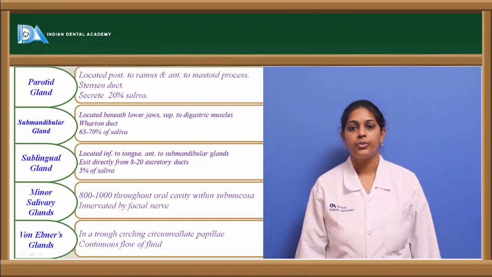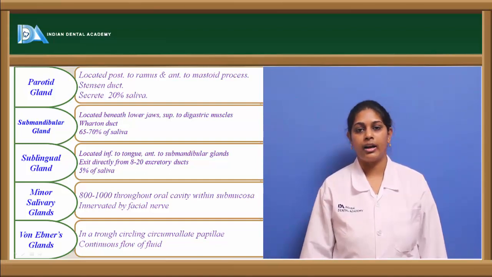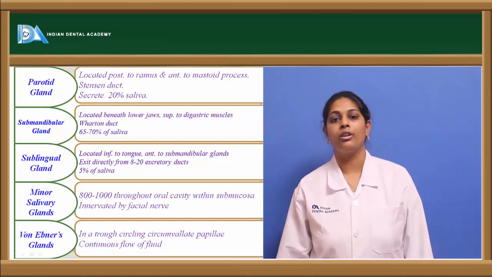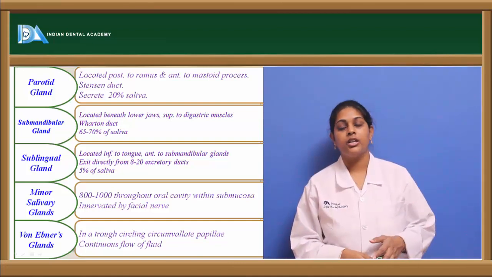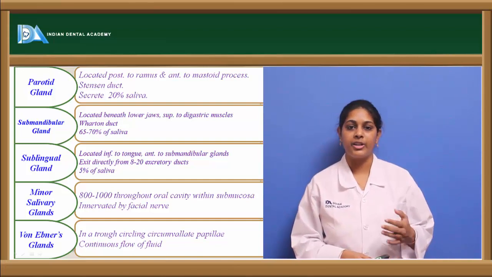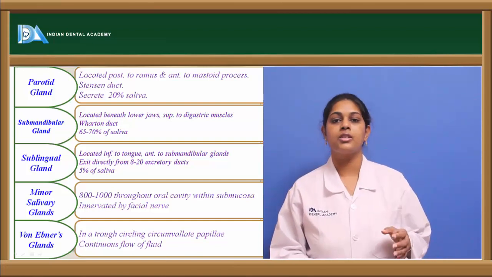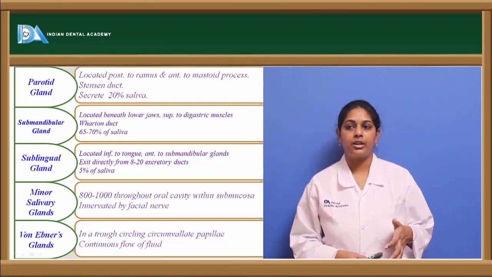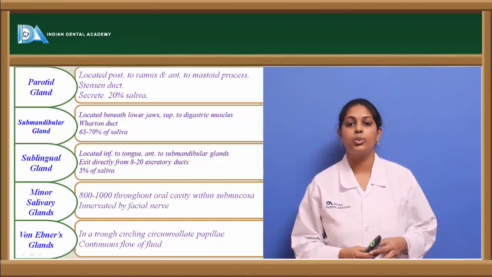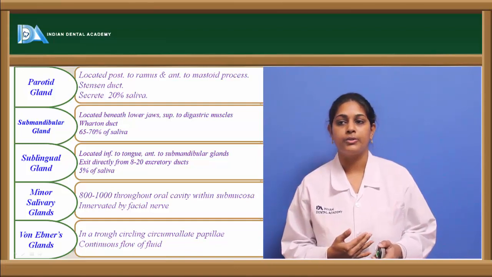Next, the submandibular gland is present just below the lower jaw, and superior to the digastric muscles. It produces the major amount of saliva, 60 to 70% of the saliva coming from the submandibular gland, and it has Warthin's duct, which opens into the floor of the mouth.